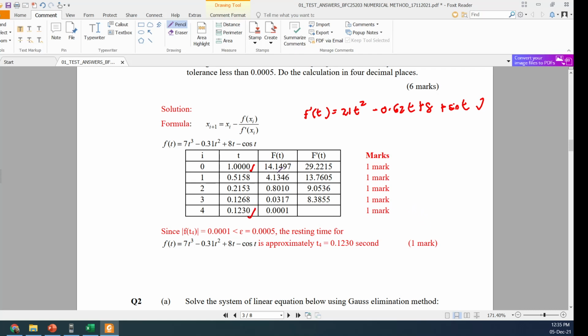I think there's a group of students. The f(t) value 13 point something. Then this one is totally wrong. There is a group of students with the same answer.